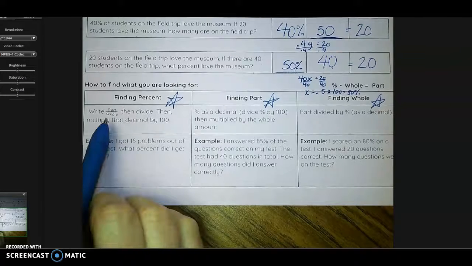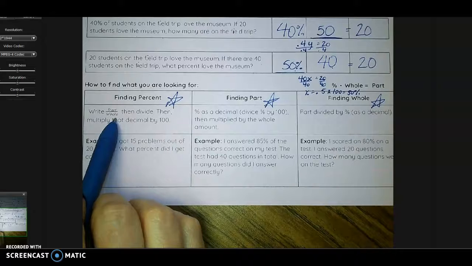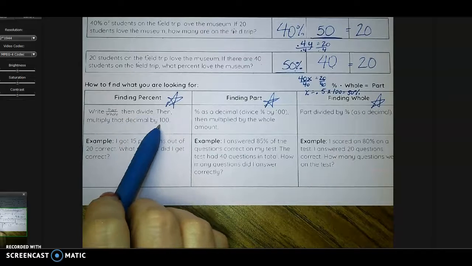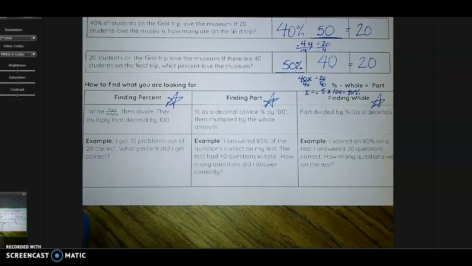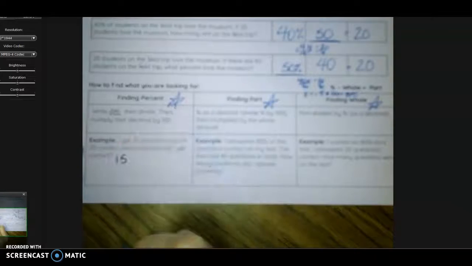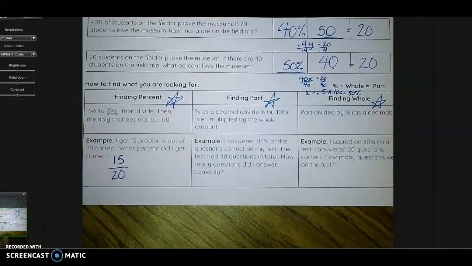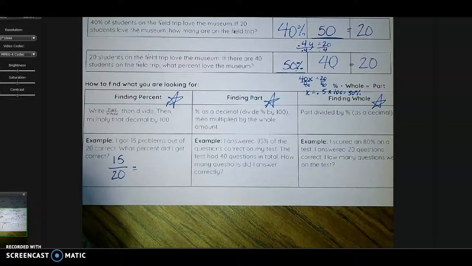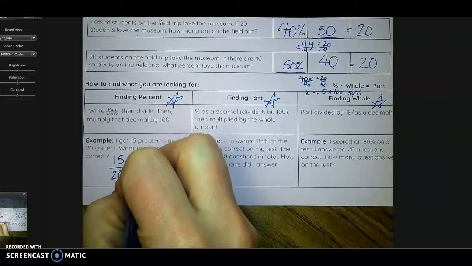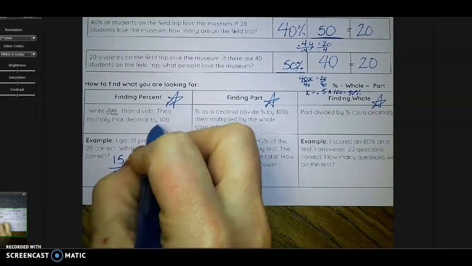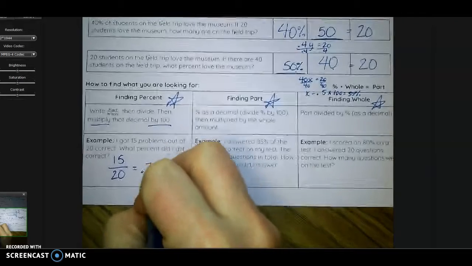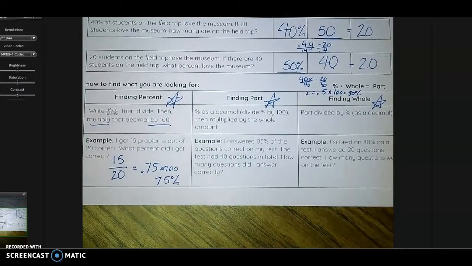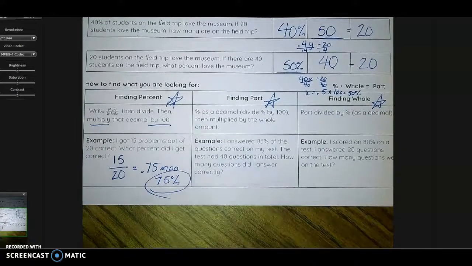If I'm trying to find the percent, I'm going to do the part divided by the whole, and then after I do that division, I need to multiply by 100 because I want to go from a decimal to a percent. So for instance, I get 15 problems out of the 20 correct. Well, anytime you take a test, if you put the number that you got right out of the number of total questions, and you do that division problem, the first thing that you get is a decimal. And in this case, I get the decimal 0.75. Well, the last step is I need to multiply by 100, which gives me 75%, and that's what it tells me is my answer or my score on my test.